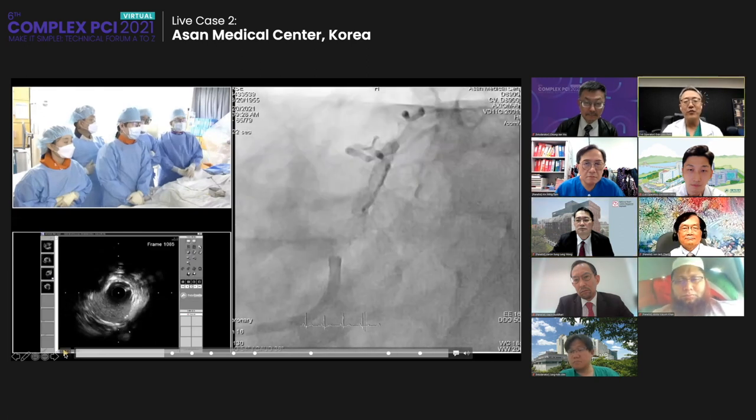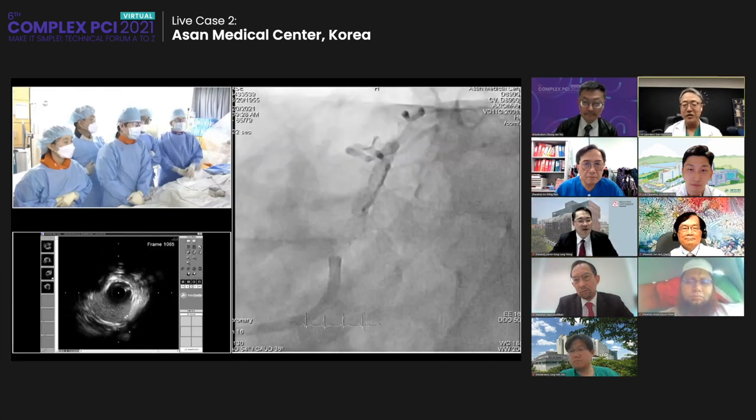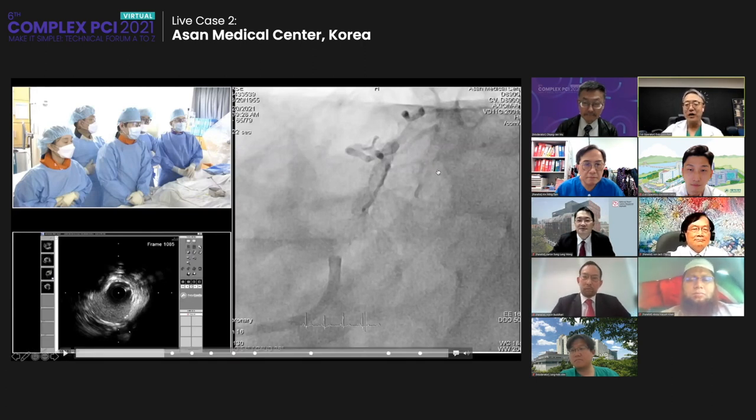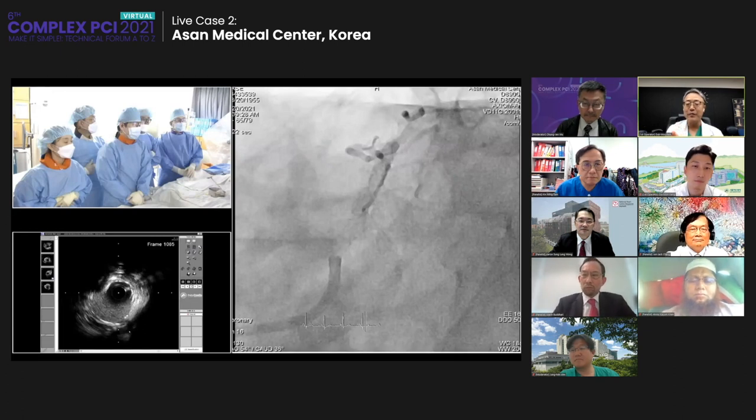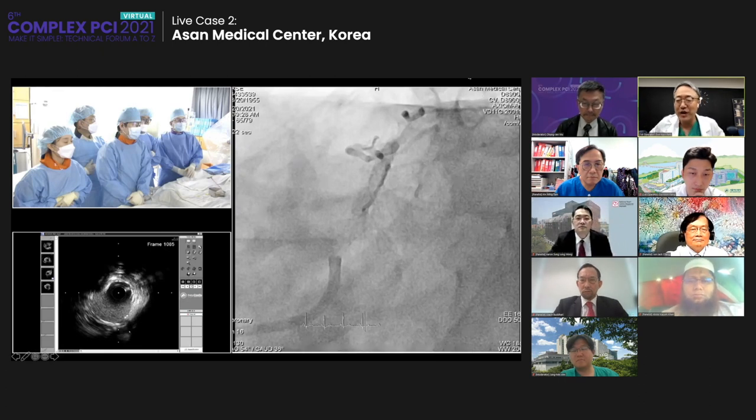Okay, so we will have some discussion time with the moderator and the panel. This patient, 1 year ago, had a distal left main bifurcation crush technique, 1-1-1. But the circ ostium is nearly total occlusion. And what would you do? Do you have any comment?